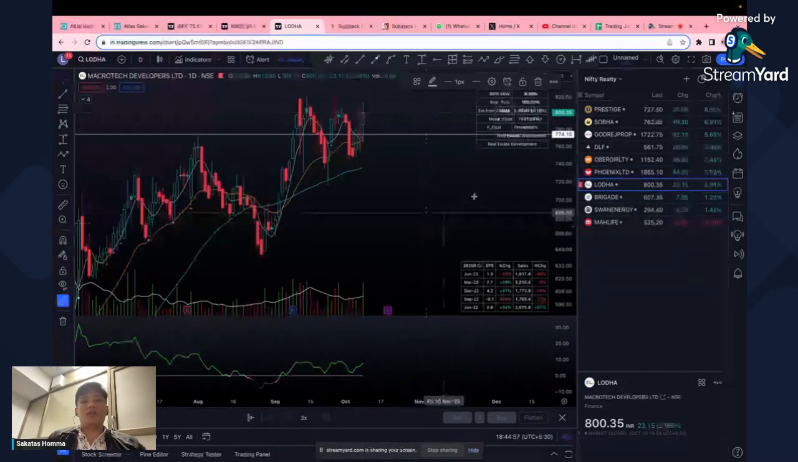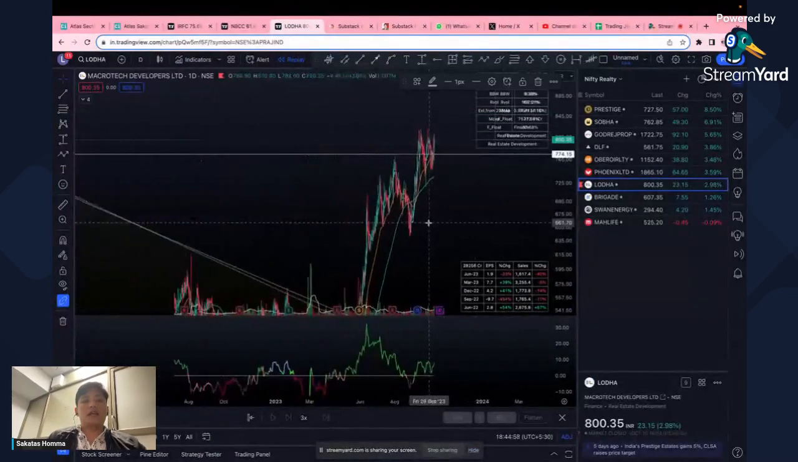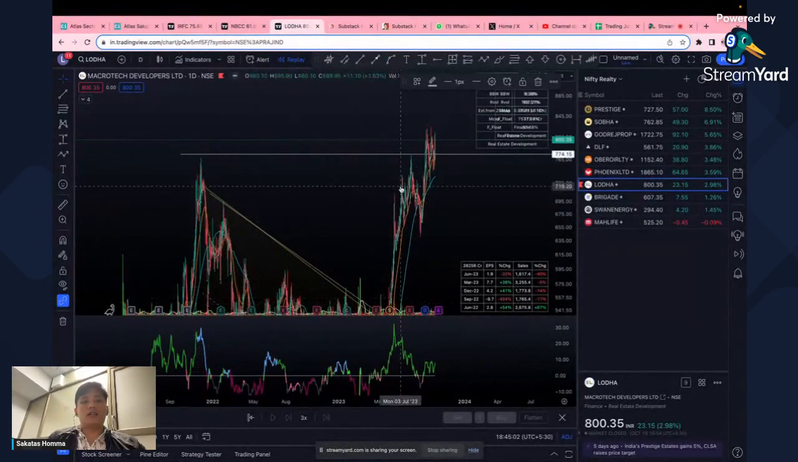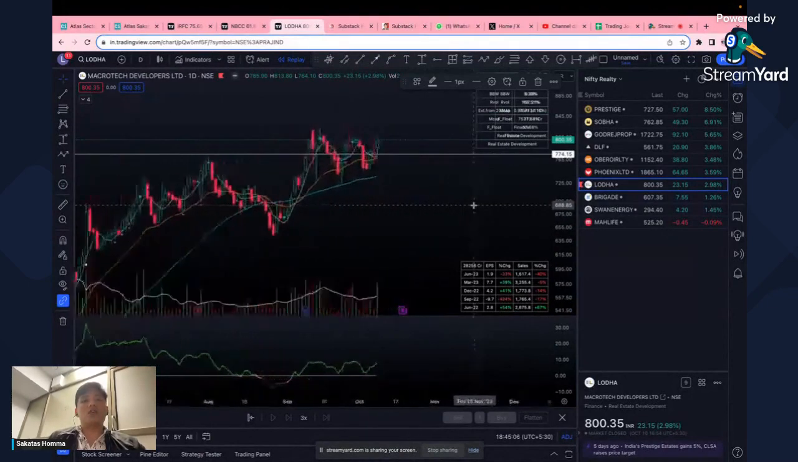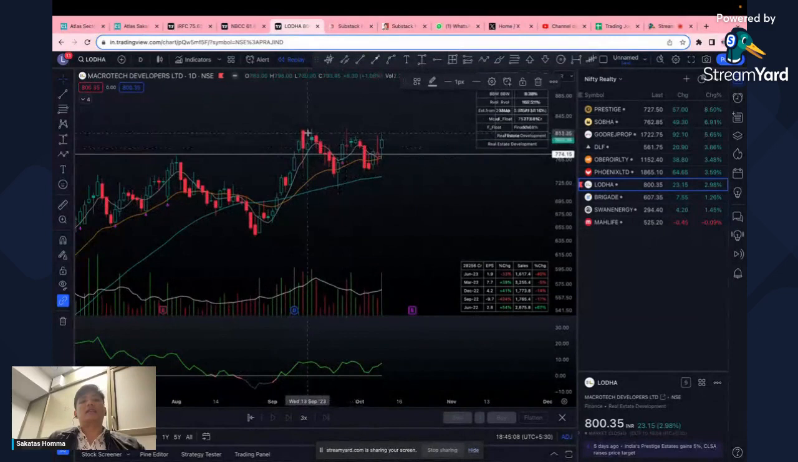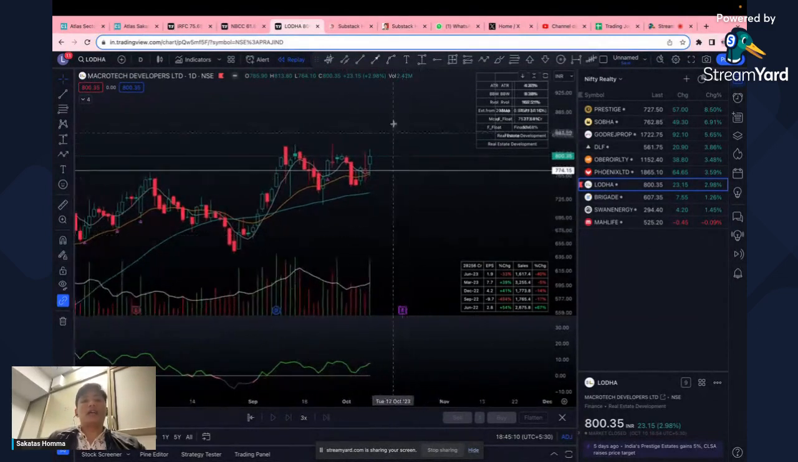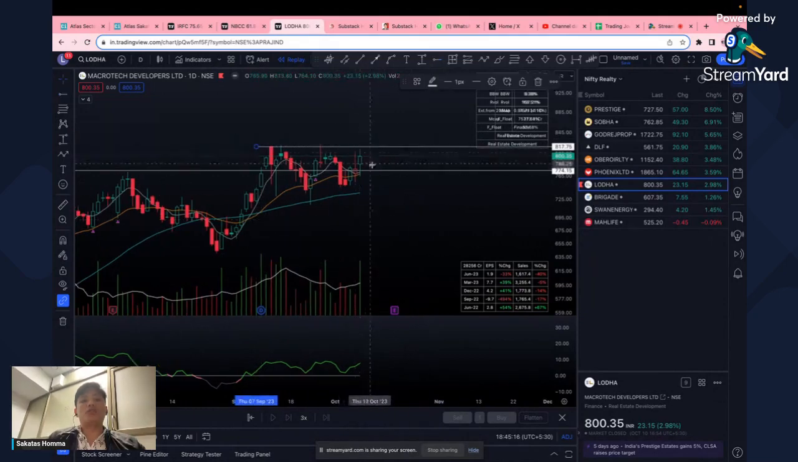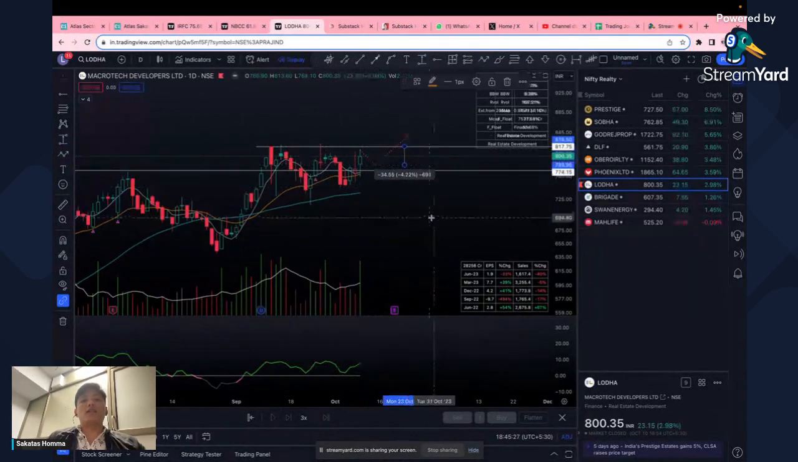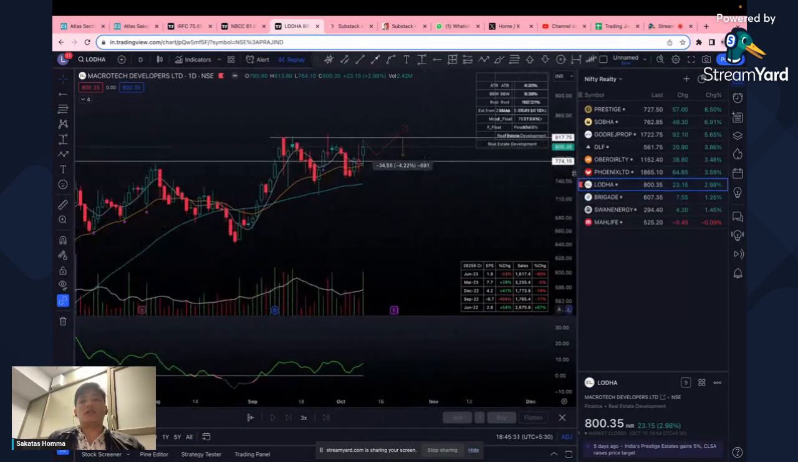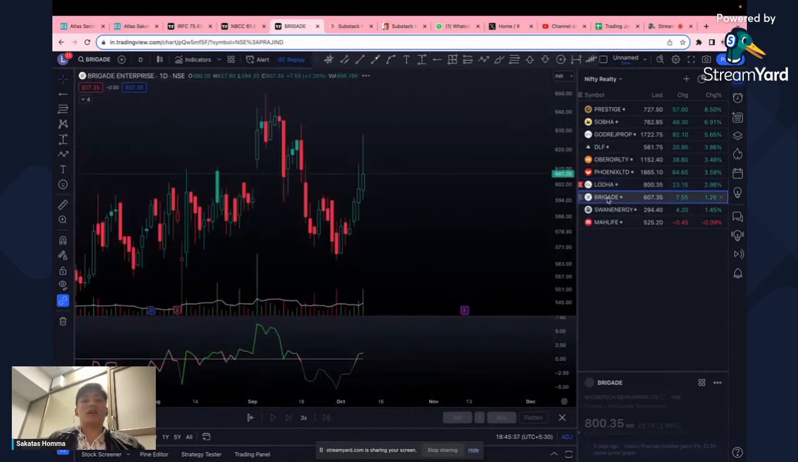The best in my opinion is Macrotech Lodha, and this, like I said, was a cup and handle kind of structure, and after the breakout now it is flagging, and it's 1T, 2T, and very high chances that it is going to break out in the near future. Could be tomorrow, could be next week. I would really appreciate another T, which will give you a tighter area to manage risk. As you can see, I have marked it with red, and this is in my watch list.